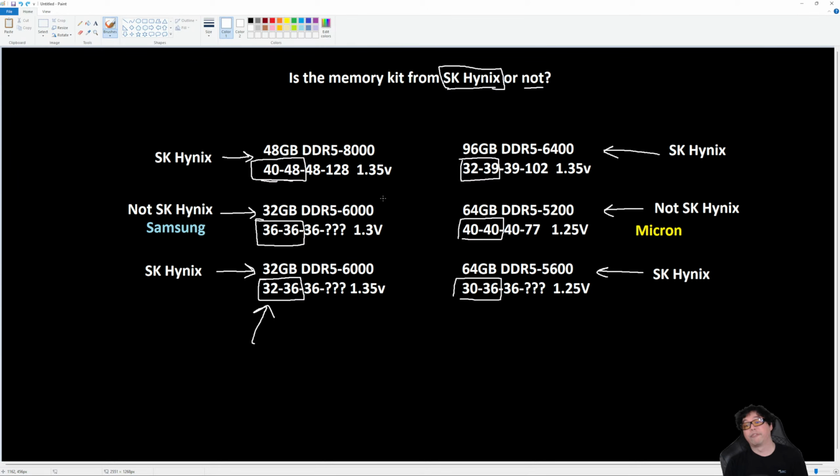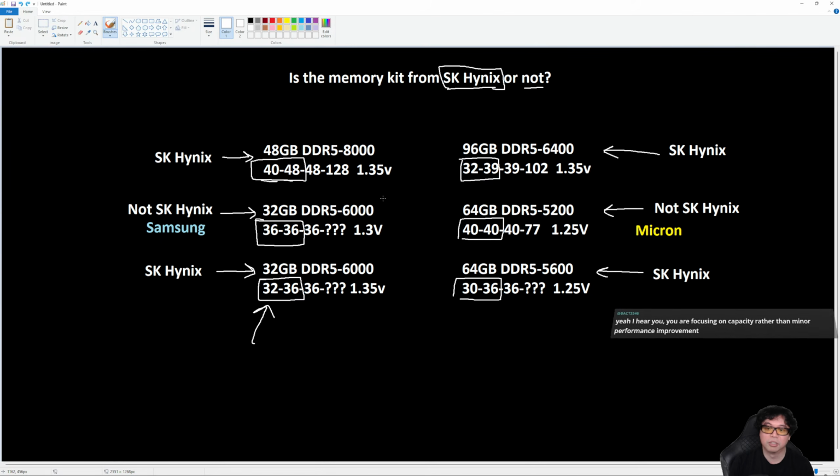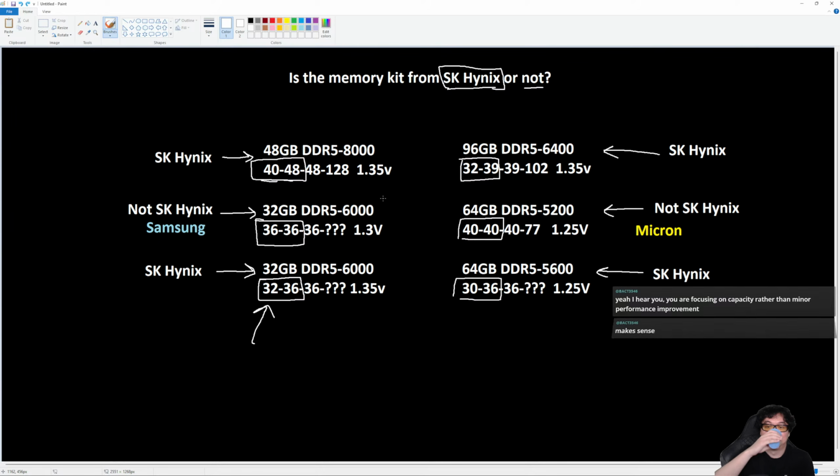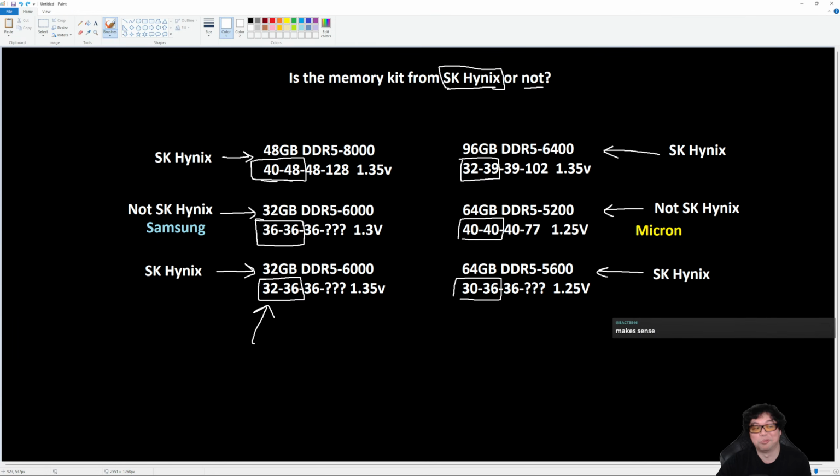But if we're talking practical, like if we're building the computer for the long haul, and we're going to use it for a bunch of things, including gaming, then does A die and M die really matter in the end? Probably not. So the way to tell is, is it Hynix or not? That's what really matters more.